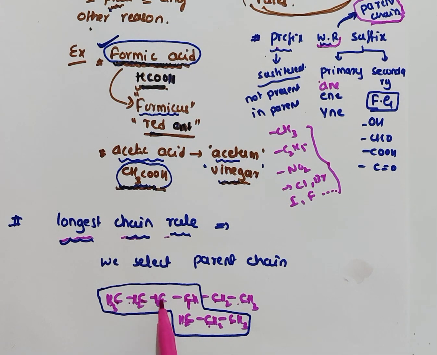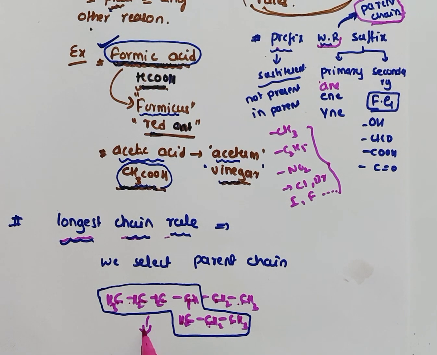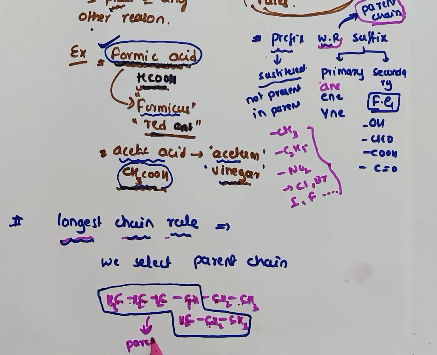Okay, 1 2 3 4 5 6 7, one chain. 1 2 3 4 5 6, straight chain, another chain. 1 2 3 4 5 6, another chain. So in the given compound three chains are possible. In that we have to select the longest chain. So 1 2 3 4 5 6 7, this is our longest chain, means this is our parent chain.